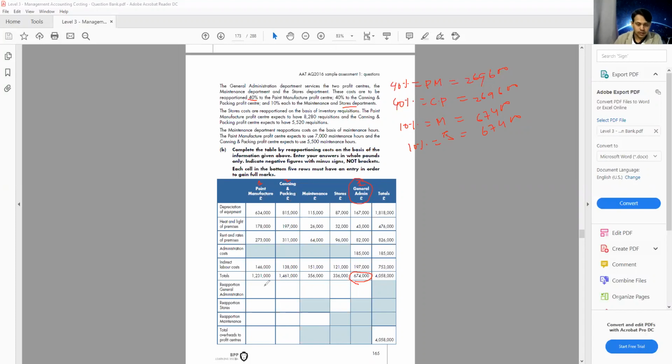So let's do this one. We're going right here, on this column, reapportion of general admin. 269,600, and 67,400. Make sure you check yourself with the calculator so that you can double check you are writing the right figure. 267,400. And this one is gone, isn't it? Because we reapportioned all of this. So I'm going to write 674 in brackets, or minus, so it is gone. The question is to put the minus one. I'm going to take the minus one for granted.